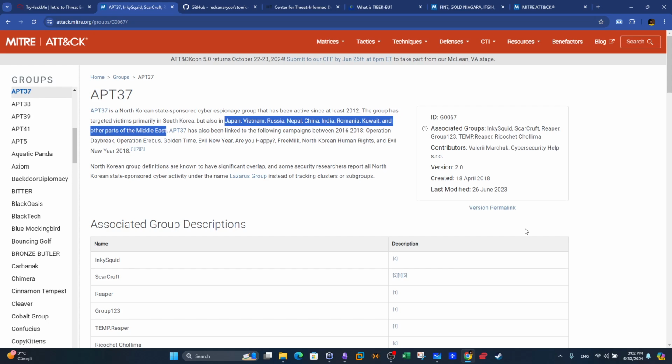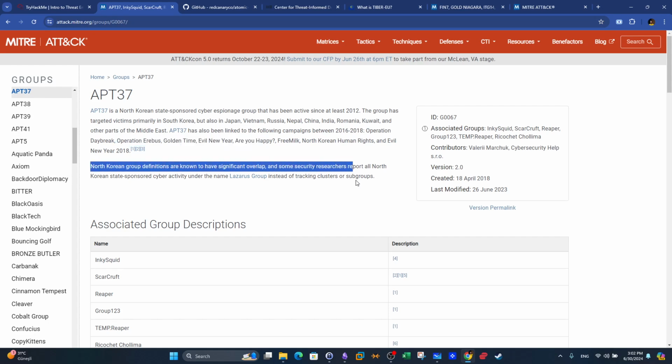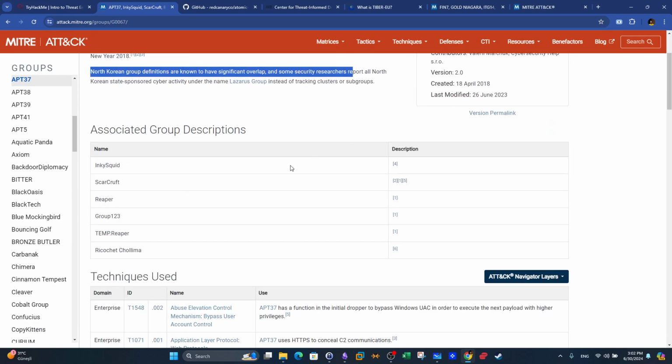We have to define a relevant objective. Another factor in deciding the objective is what the chosen advanced persistent threat group targets. What are the industries they target? So continuing further with this, APT37 has been linked with Operation Daybreak, Operation Erebus, Golden Time, Evil New Year, Are You Happy? North Korean group definitions are known to have significant overlap, so some researchers track clusters of groups instead. These are other names.